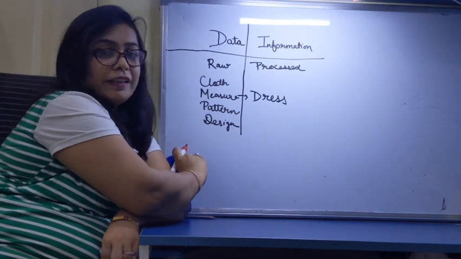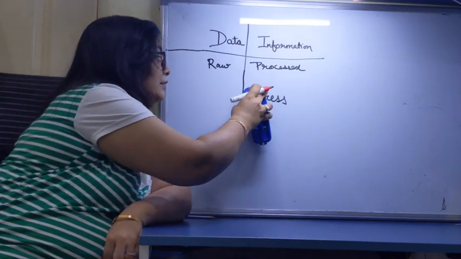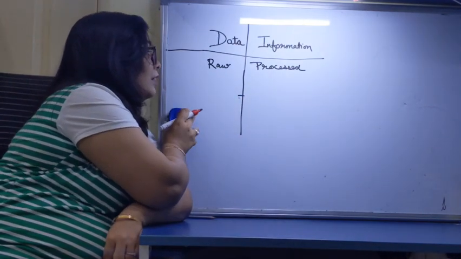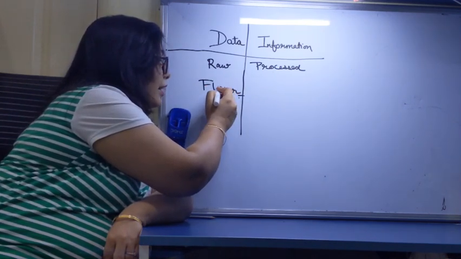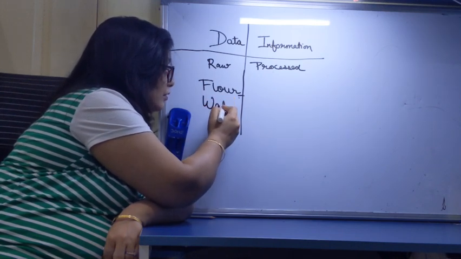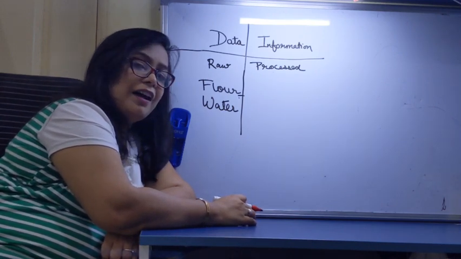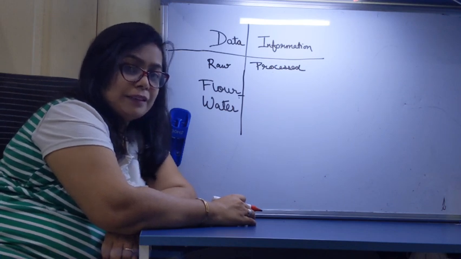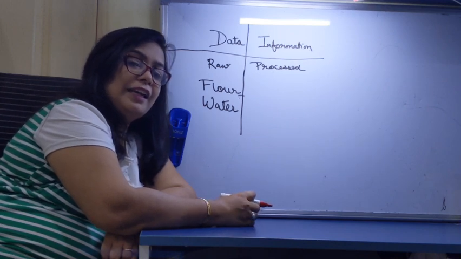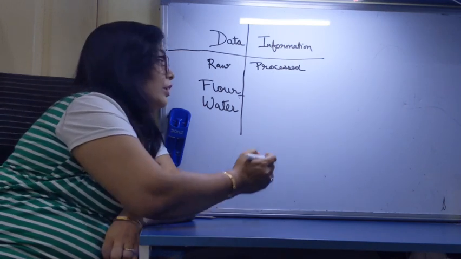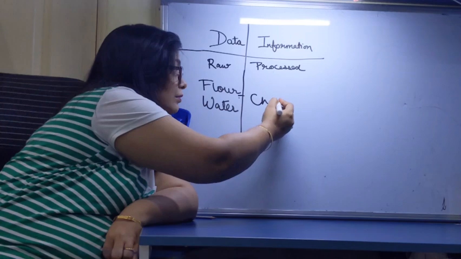Okay, fine. Let me take another example. Another example can be flour and water. If the flour and water combine, your mother can make chapatis or rotis for all of you. And for that also, she has to do a process. That is how it becomes the final outcome. What is the final outcome? Chapati.